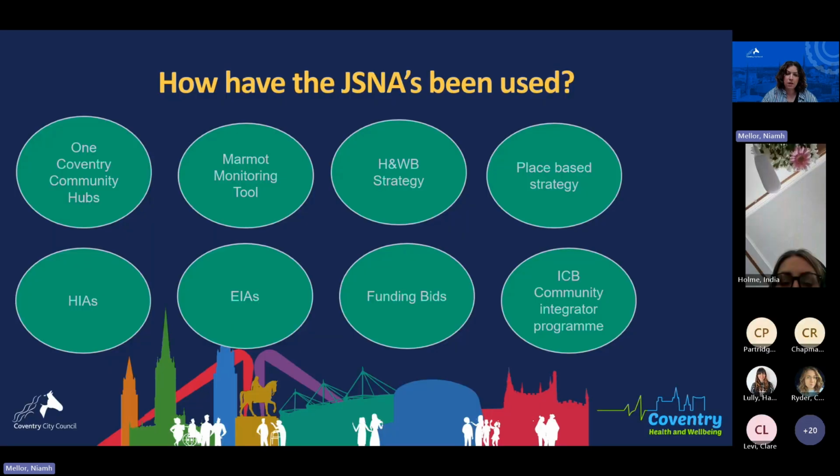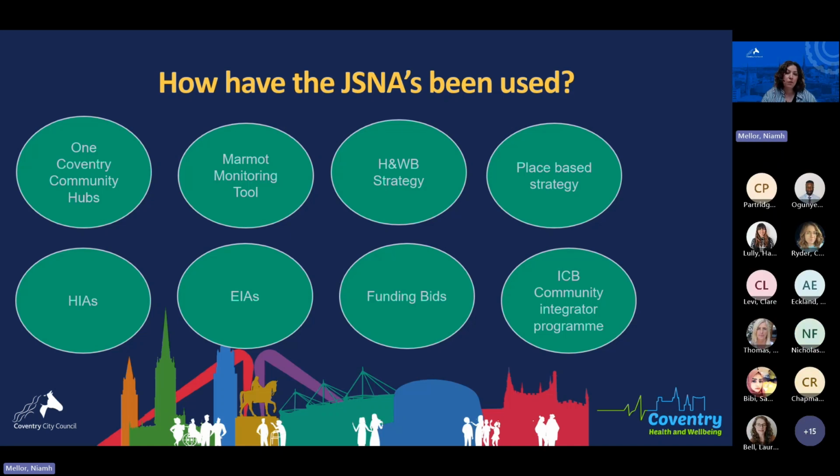So finally, before I hand over to Sharon, I just thought I'd show a little bit of how the JSNAs have been used and maybe get you thinking about how maybe you could use them in your own work. We've used them for our equality impact assessments. We've used them as a basis for One Coventry Hubs, so that looks at integrating services and providing a collaborative effort and services all in one place.